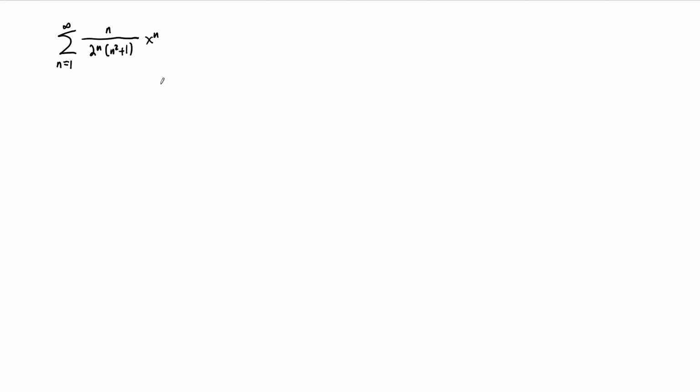In this example, we are asked to determine the radius and the interval of convergence of this power series. So let me name this power series P of x. It's the sum as n goes from 1 to infinity of the ratio n over 2 to the power n times (n squared plus 1), all times x to the power n.